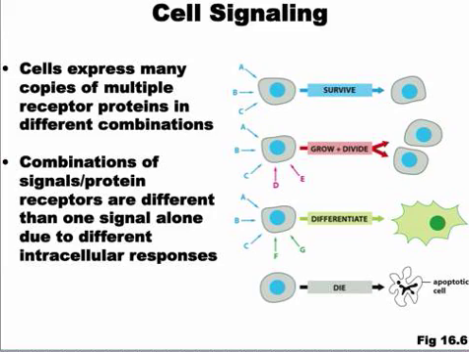And that's what they're trying to show you in this figure. So if we consider the top figure, this cell is being exposed to signals A, B, and C. These are survival factors, so as long as a cell is exposed to these, and it has the receptors to respond to these signals, this cell is going to survive. Now, if the same cell is exposed to factors A, B, and C, and then two new factors called D and E, now this is going to tell the cell to grow and divide.